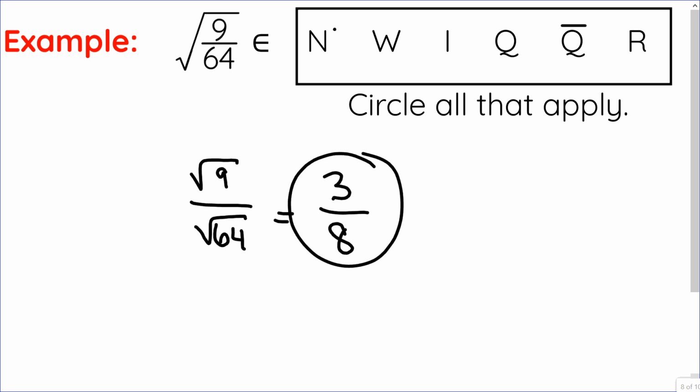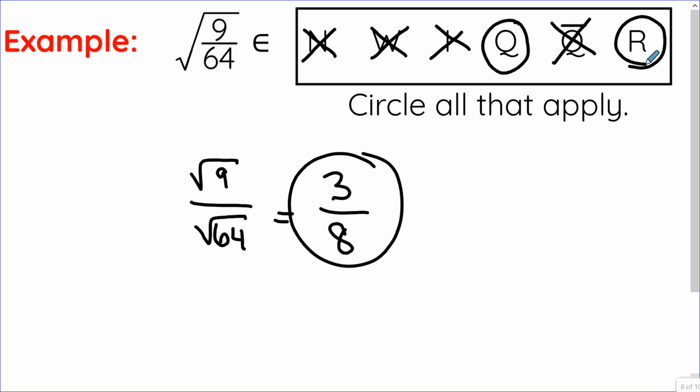So naturals do not include any fractions, neither do whole numbers, neither do integers. So because it's a fraction, 3 over 8, I know it's rational, which means it can't be irrational. Numbers can't be rational and irrational at the same time. And because it's a rational number, I know it's a real number as well.